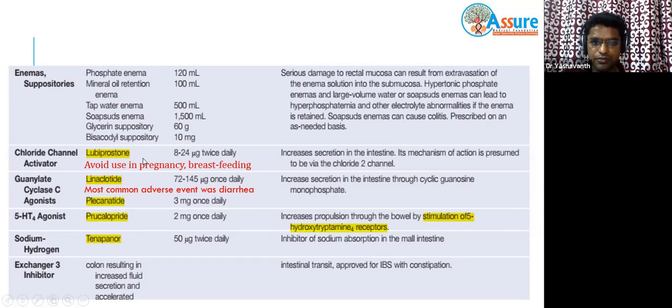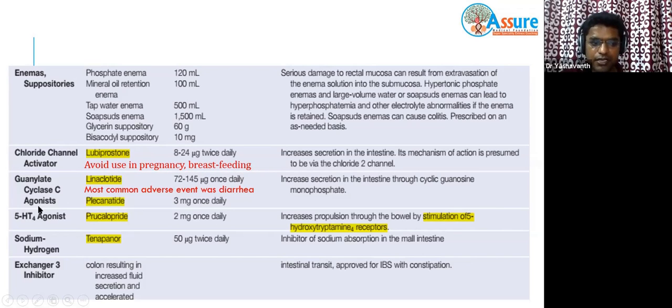Next, you have the chloride channel activator, lubiprostone. I think this question was asked in the recent 2020 NEET. So what you need to remember is the dosage is in multiples of 8, 16, 24, usually BD, and it should be avoided in pregnancy and breastfeeding.